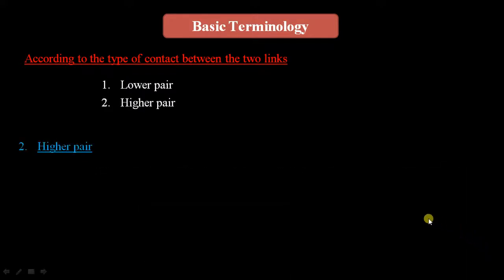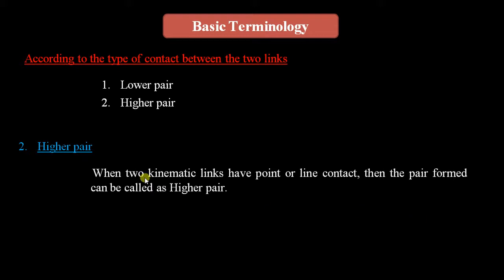And next we go for the higher pair here. So higher pair, when the two links have point or line contact, then the pair formed can be called a higher pair. So how can we define the higher pair? It means when there is a line or point contact between the two elements or kinematic links, then it can be called a higher pair.